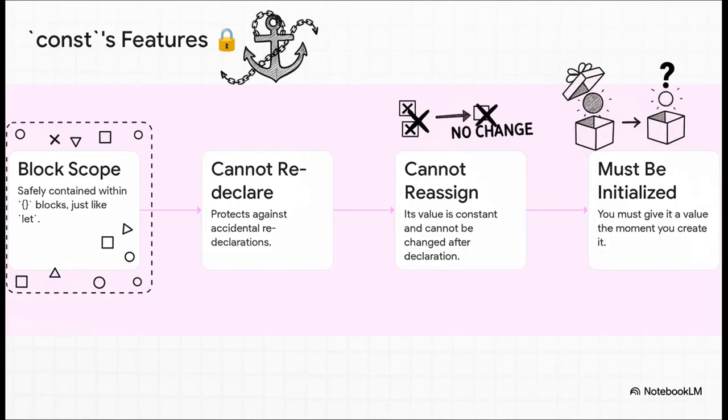So const also has block scope, just like let, but it's even stricter. And here's the absolute key difference. You cannot reassign a new value to a const variable. Once you set it, it's set. It's like writing it in permanent marker. Oh, and you also have to give it a value right away. No creating an empty const box.